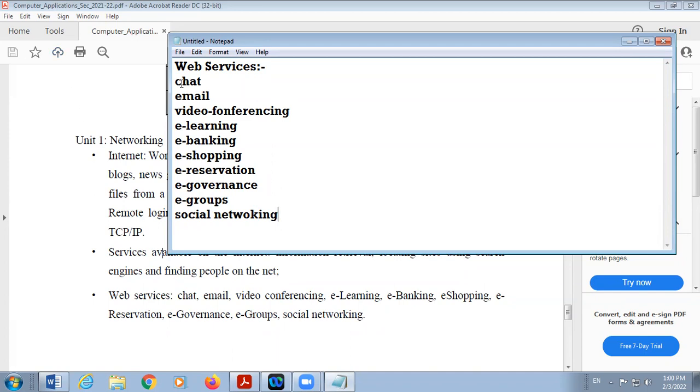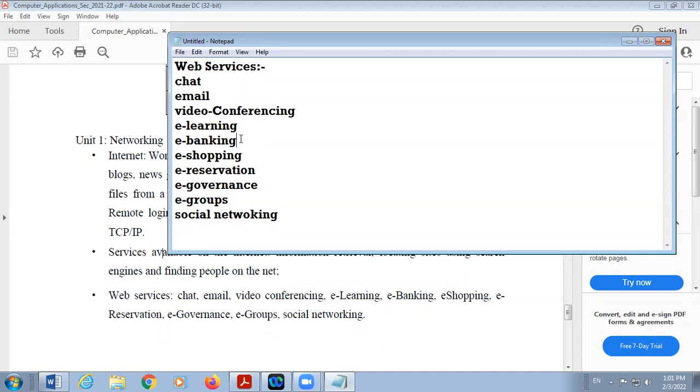We have already discussed chatting. It is a textual conversation between two or more persons. When you have a conversation in text format, it is called chatting. But at present, chatting is available through video as well as audio. Email is any electronic message sent from one email user to another email user. Video conferencing is when you are doing conferencing with the help of video.